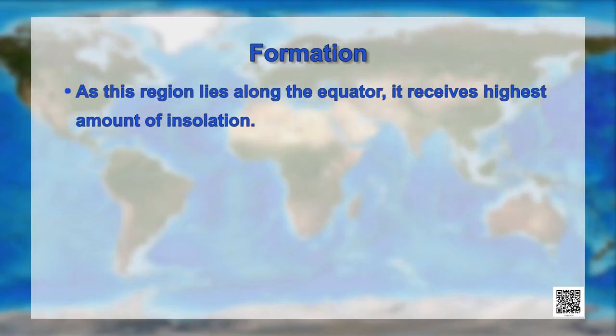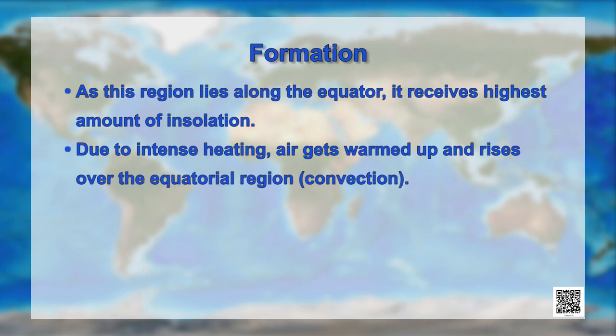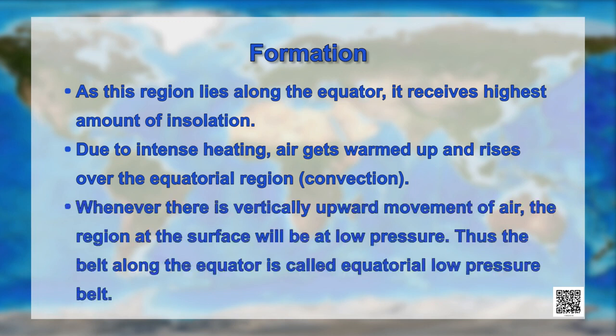Its formation. As the region lies along the equator, it receives the highest amount of insolation. Due to intense heating, air gets warmed up and rises over the equatorial region. These are known as convection currents. Whenever there is vertically upward movement of air, the region at the surface will be at low pressure. Thus, the belt along the equator is called the equatorial low pressure belt.